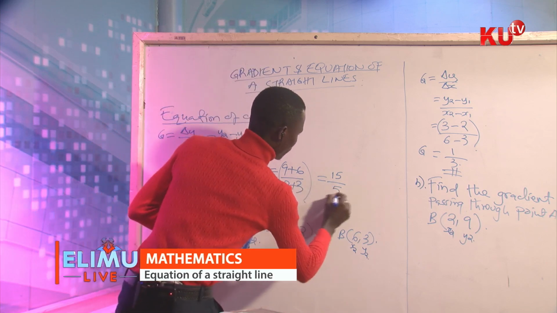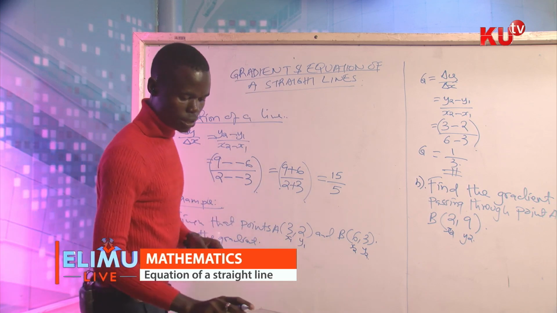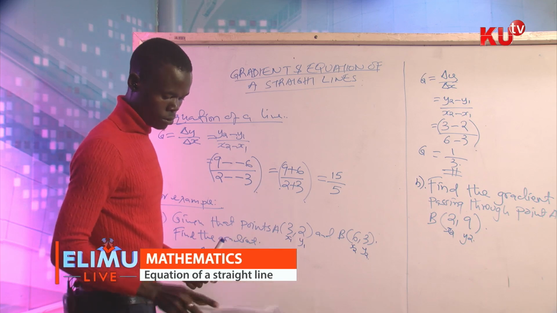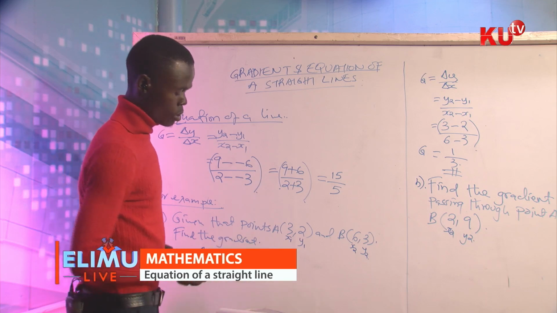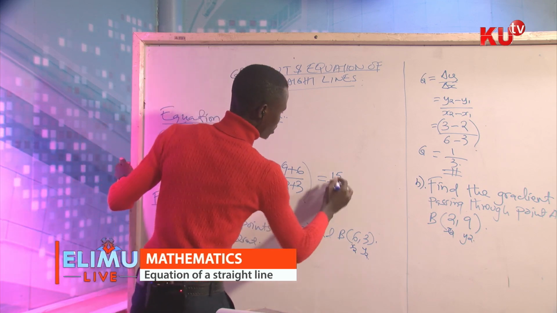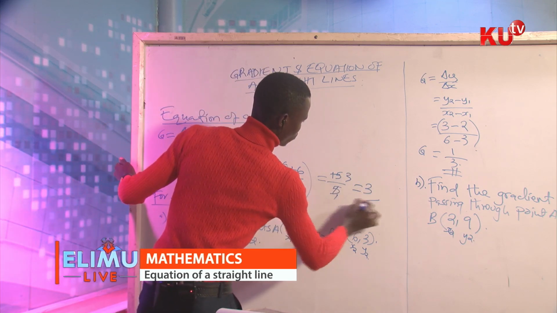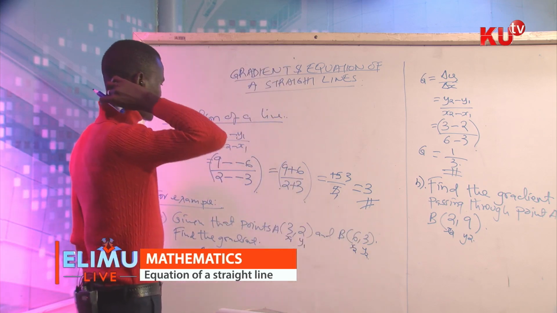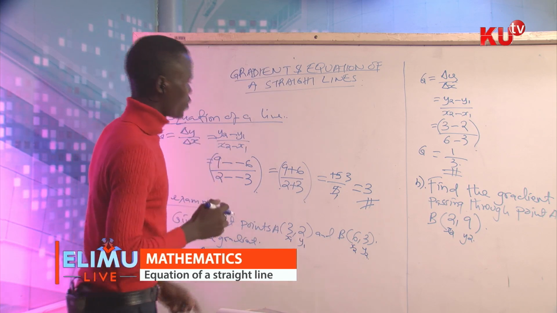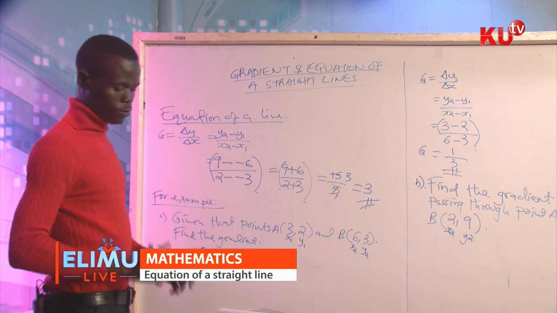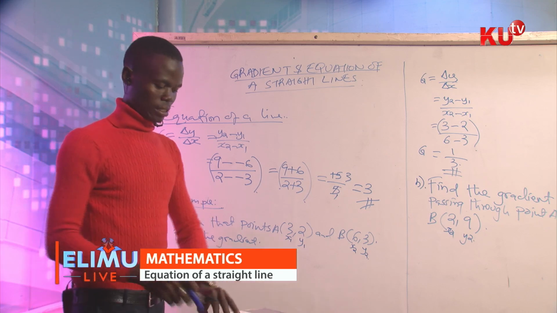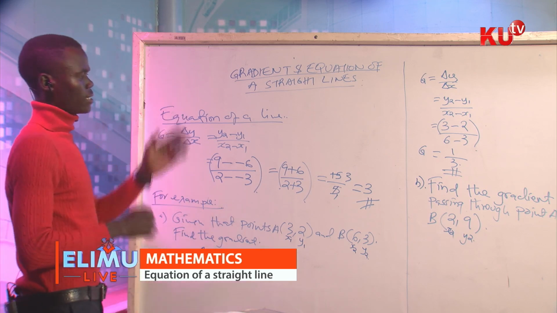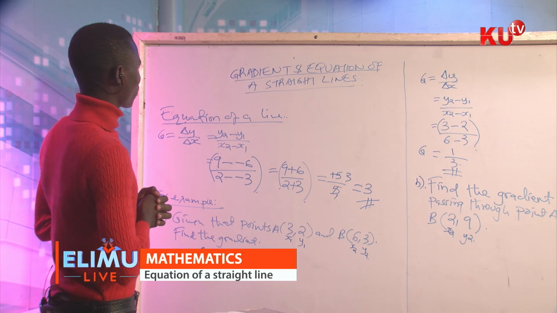Now, we can simplify this further, whereby we are going to say 5, 1, 5, 3. Now, our gradient eventually is 3. So that is how we are able to get the gradient of a line.